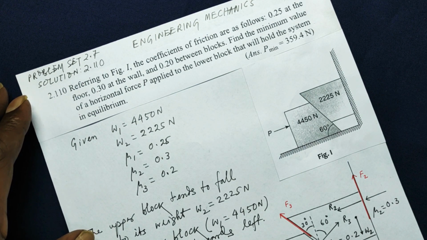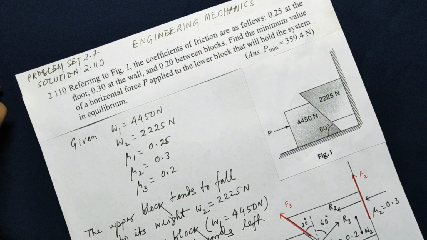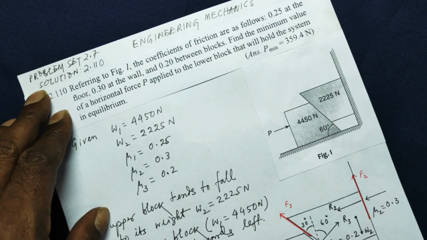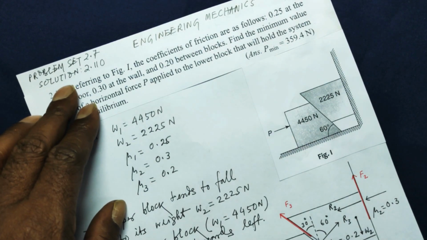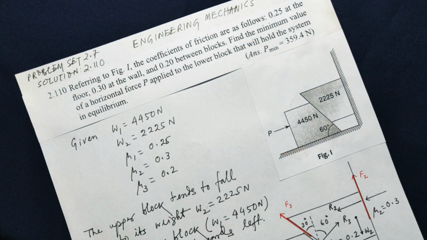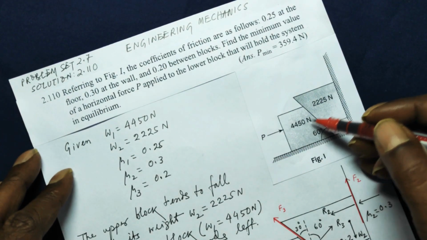Now let us discuss another good numerical problem from engineering mechanics by Professor Timoshenko, D.H. Young, Sukumar, Pati and Rao, Tata McGraw-Hill publication, 5th edition. This is again from the friction, problem set 2.7, solution to 2.110. As you can well see in the diagram, there are two blocks.